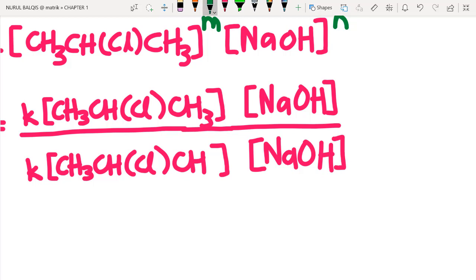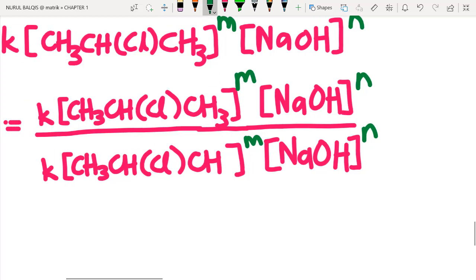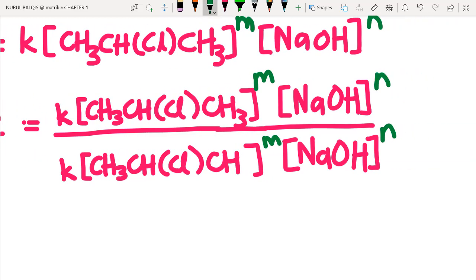This one to the power of N. So this is M, M, and also N. Usually we write this for experiment 3, this for experiment 1. It's just indicating which experiment this belongs to.